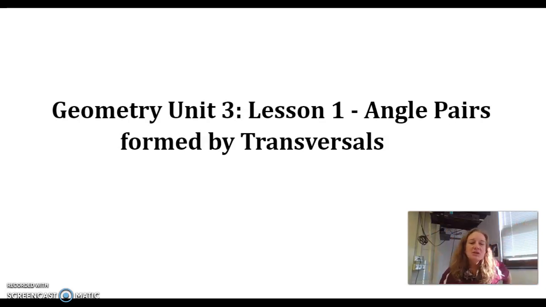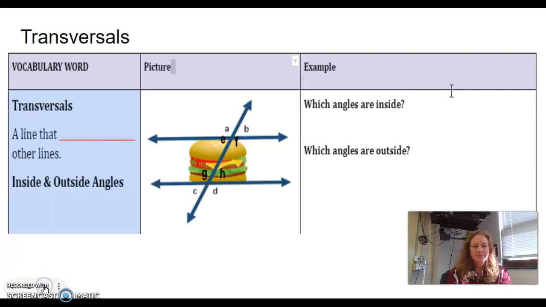Yay! So we're going to take what we learned in Lesson 1 about vertical angles, linear pairs, and other kinds of adjacent angles, and combine that with logic that we learned in the last unit to talk about angle pairs formed by transversals and angle pairs with parallel lines. Okay? So let's define transversal. A transversal is a line that crosses other lines. So this line coming from the top down, that vertical line, is a transversal because it's crossing two horizontal lines.